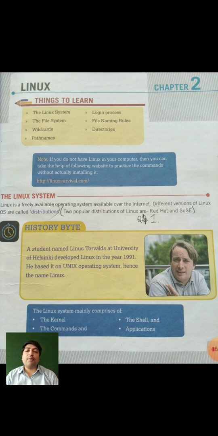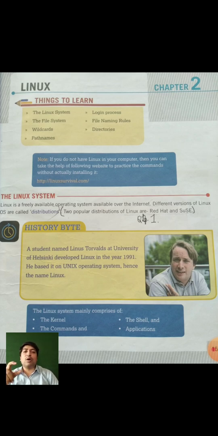Linux is a freely available operating system over the internet. As I told you in the last chapter, the Linux operating system is freely available over the internet. You can download it, you can install it on your computer, and you can use that system. But regularly we use the Windows system. It is very familiar to us. Another operating system is Linux. Linux is a very useful operating system. We will see the different functions and parts related to that operating system in this chapter.